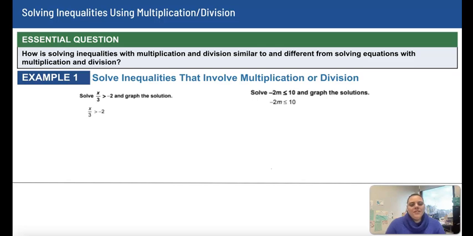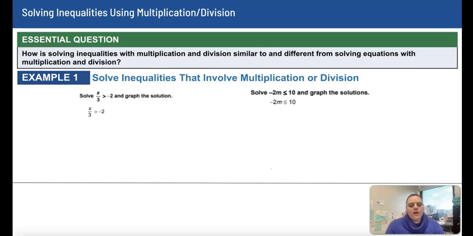Please make sure you pause the video to write down the essential question. Here it is: how is solving inequalities with multiplication and division similar to and different from solving equations with multiplication and division? So again, very similar to the essential question of our first lesson, but now dealing with multiplication and division. For our example, we're not going to take a look at a side-by-side of an equation and an inequality. We're just going to look at the difference between using a positive number and a negative number.